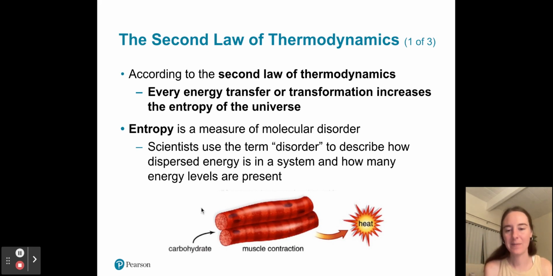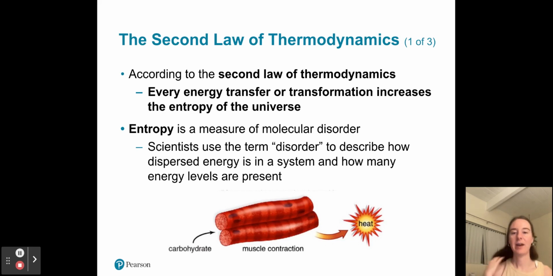Let's look at an example down here. Here are some muscle cells, and in order for the muscles to do some work and use up energy, they need to take in energy, right? So it takes in a carbohydrate, a sugar. This has chemical energy, and it's going to break apart that sugar. As that carbohydrate is broken, that energy is going to be converted into kinetic energy, which allows the muscle to contract and move around.